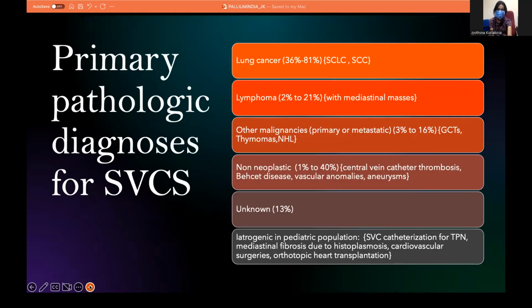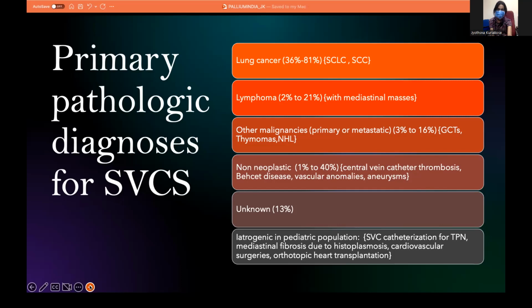The most common cancers where SVC obstruction is seen include small cell lung cancer and squamous cell carcinoma of the lung, any lymphomas with mediastinal involvement, and other malignancies like germ cell tumors and thymomas, which again present with mediastinal masses.